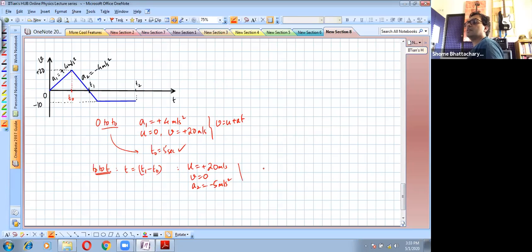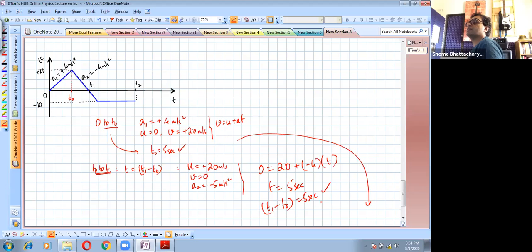So here you can see again, if you use the relation V is equal to U plus A into T, which is minus 4 into that time T, that time comes out to be 5 seconds again. So that means T1 minus T0 is equal to 5 seconds. That interval of time is 5 seconds, and this interval of time is also 5 seconds. So combining this and this, T1 is 10 seconds. Okay, so this was our third part.